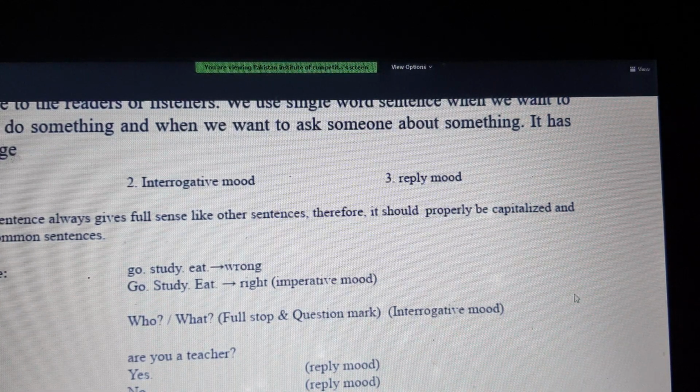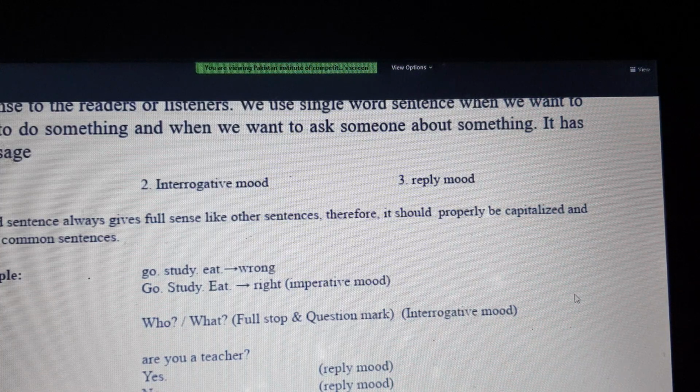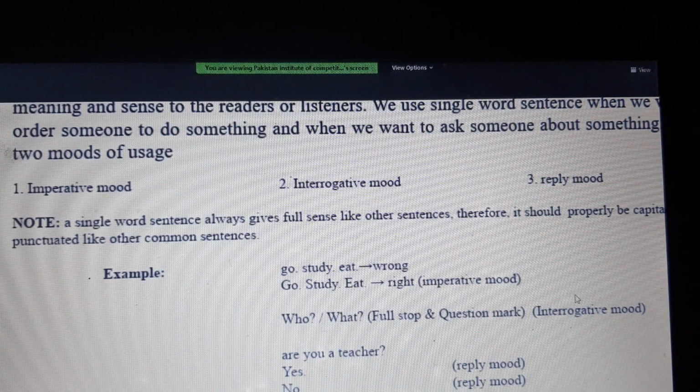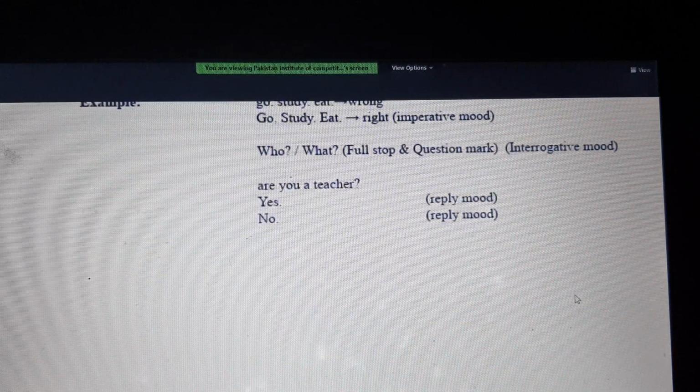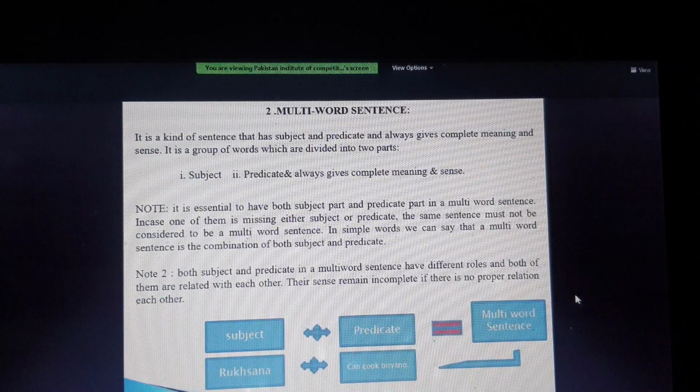Right? So in these 3 situations, we can use single word sentence. तो अभी तक आपको single word sentence शायद मालूम था या मालूम नहीं था, but now today you came to know that we have single word sentences. हमारे पास single word sentence भी मौजूद है जो हम imperative mood में, interrogative mood में और reply mood में use कर सकते हैं. अभी आते हैं multi word sentence, the most important one.